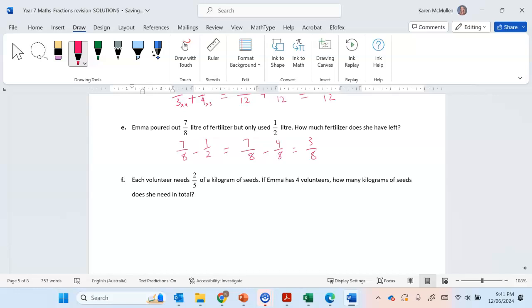Each volunteer needs 2/5 of a kilogram of seeds. Emma has 4 volunteers. How many kilograms of seeds does she need in total? So we're going to multiply it because we need 4 lots. All right, and remember any whole number can change into a fraction just by putting it over 1. So 2 times 4 is 8 and 5 times 1 is 5. So that is an improper fraction. Let's put it as a mixed number. So she needs 1 3/5 kilograms.